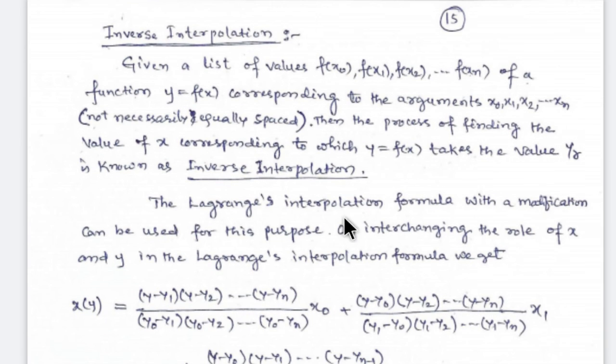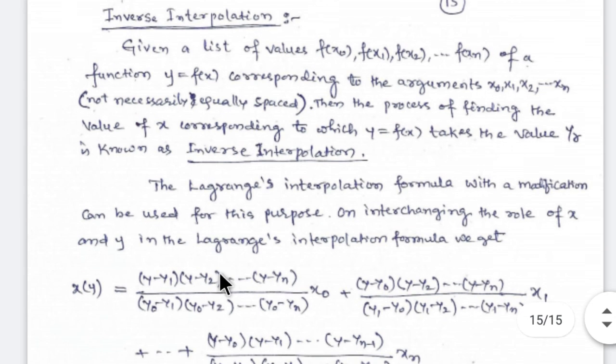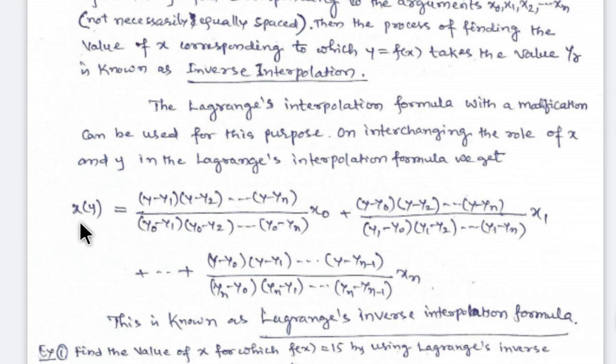The Lagrange's interpolation formula with a modification can be used for this purpose, on interchanging the role of x and y. In the Lagrange's interpolation formula, wherever x is replaced by y, we get x of y. In the above formula you have written f of x or y equal to; here you have to write x equal to. Interchange the values x and y.